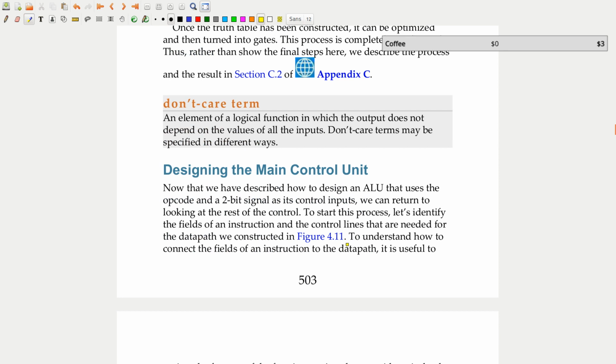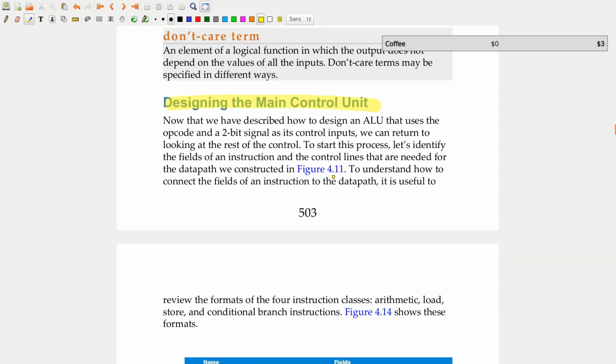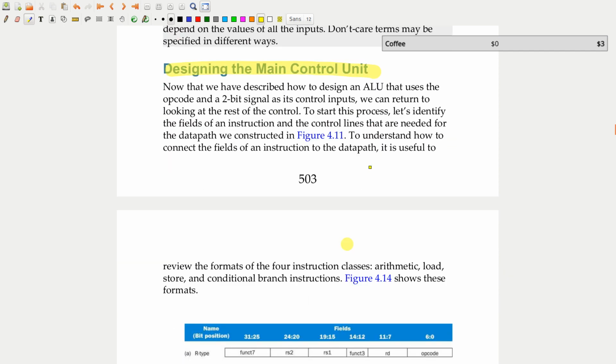So now let's talk about designing the main control unit. Now that we've described how to design an ALU that uses the opcode and a 2-bit signal to control inputs, we can return to looking at the rest of control. We don't just want to control what operation the ALU is doing, we need to generate all of those other signals. So we need to determine if we're doing a memory read, a memory write, a register read, a register write, whether we're branching or not, etc.